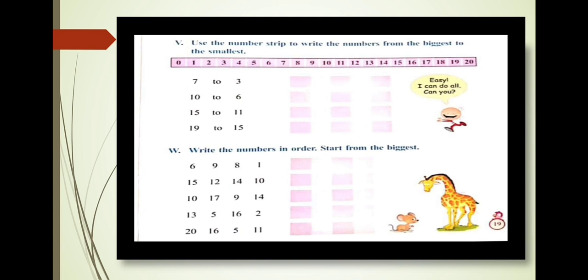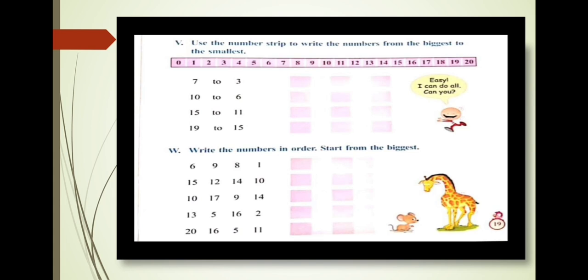Now, let us see the second example. You have to arrange the numbers from 10 to 6 from the biggest to the smallest. So, the numbers between 10 to 6 are 7, 8 and 9. So, children, tell me which is the biggest number from 7, 8 and 9? Yes, the biggest number is the number 9. So, it will come in the first box.